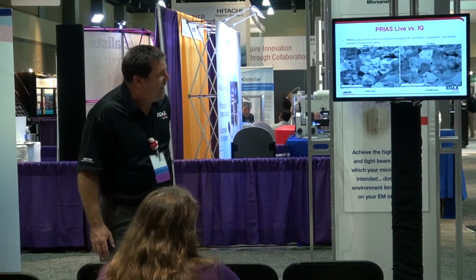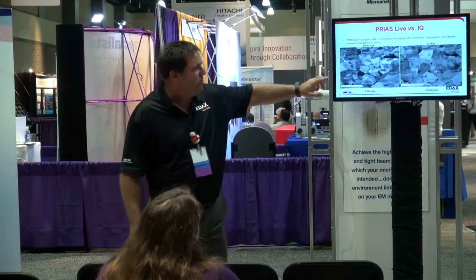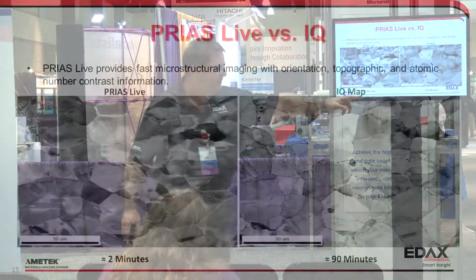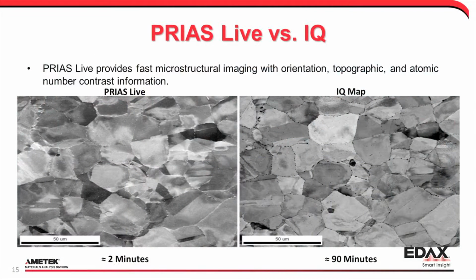And so this is just an example. This is a PRIAS Live image. This is a little bit higher resolution, 512 by 400, so instead of 30 seconds, it's 2 minutes. That's the type of general image we get from one of those ROIs.